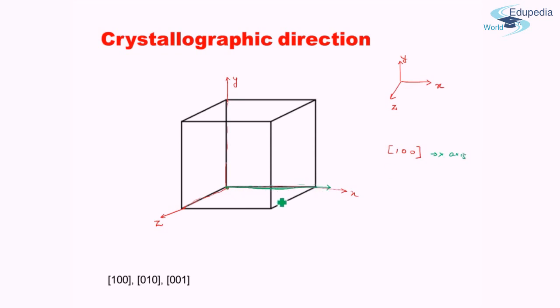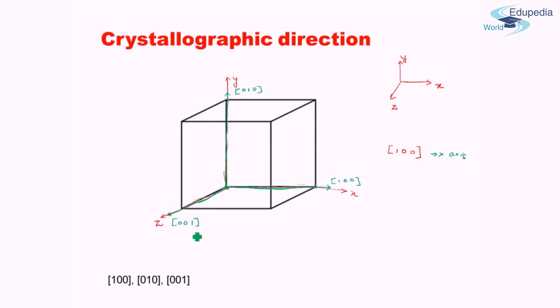Similarly, if we want to find the 0, 1, 0 direction, how do we do that? 0 in the x direction, so it remains at the origin. 1 in the y direction, it goes till here. 0 in the z direction, so it remains here. Thereby 0, 1, 0 is nothing but the y-axis. Okay, so this is 0, 1, 0. This was 1, 0, 0. By similar logic, 0, 0, 1 will be 0 steps in the x direction, 0 steps in the y direction and 1 step in the z direction. So we have 0, 0, 1 in this direction, right?